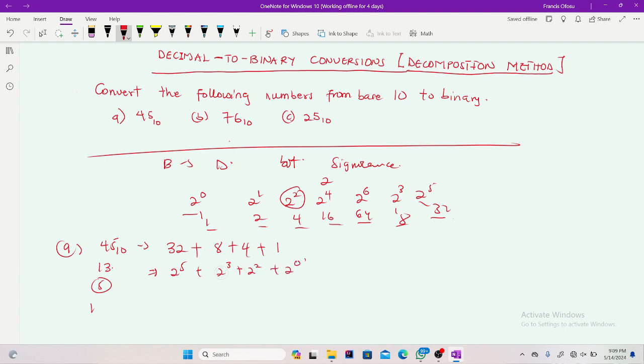Once you have this, the next thing to do is, you know that the significance should follow 0, 1, 2, 3, 4, 5.